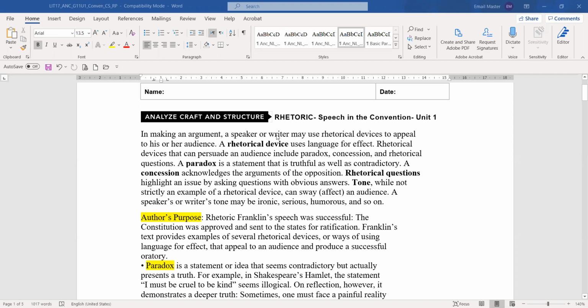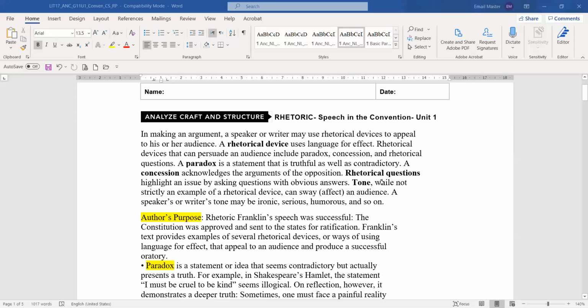In making an argument, a speaker or writer may use rhetorical devices to appeal to his or her audience. Basically, a rhetorical device uses language for effect. You have to influence and persuade your reader or your audience. Rhetorical devices that can persuade an audience include paradox, concession, and rhetorical questions. So we're going to look at those in detail.